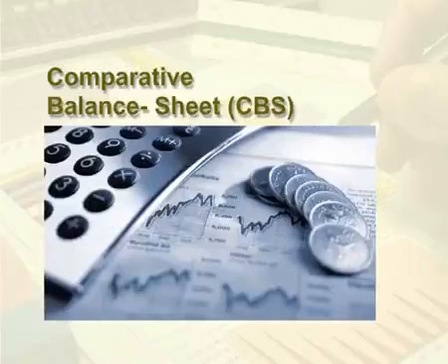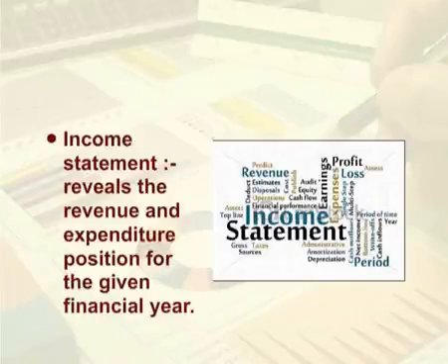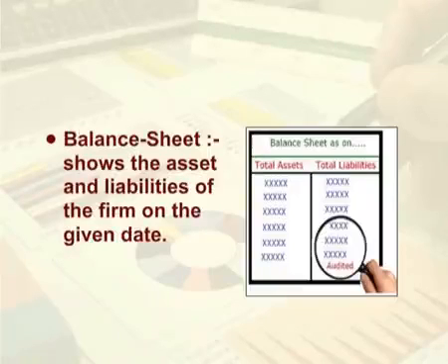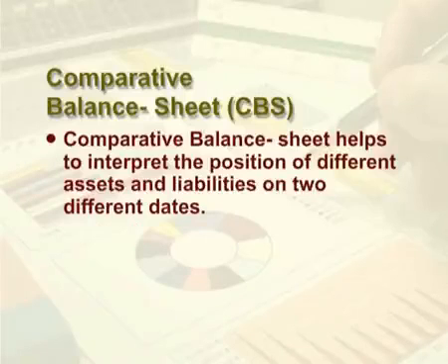Now let us consider the comparative balance sheet, that is CBS. Friends, the income statement reveals the revenue and expenditure position for the given financial year, whereas the balance sheet shows the assets and liabilities of the firm on the given date. Now, the comparative balance sheet helps to interpret the position of different assets and liabilities on two different dates. Composition of assets in the category of current asset and fixed asset, and liabilities in the category of liability towards owner and liability towards outsiders, can be easily analyzed with the help of CBS.